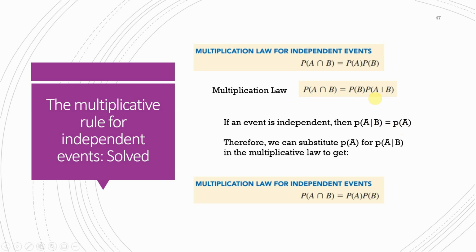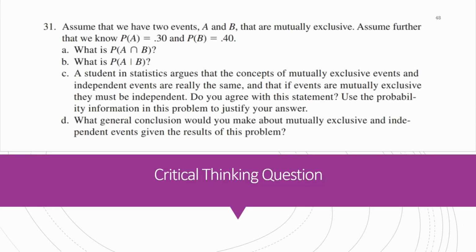Therefore, we can take this equation and see how this value is the probability of A given B. We know it's equal to the probability of A, so we can substitute the probability of A for the probability of A given B. So we just get the probability of A times the probability of B. You can reverse the order, that's okay. Does that make sense where that came from? Basically that's the multiplication rule for independent events, and then the general multiplication law. I hope that makes sense.